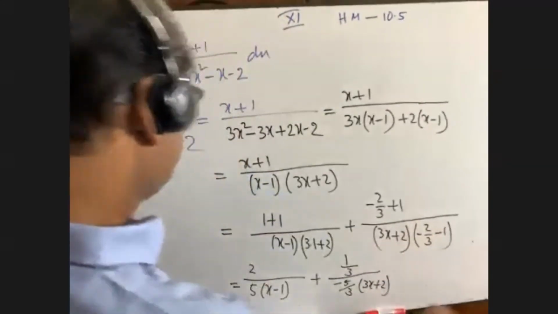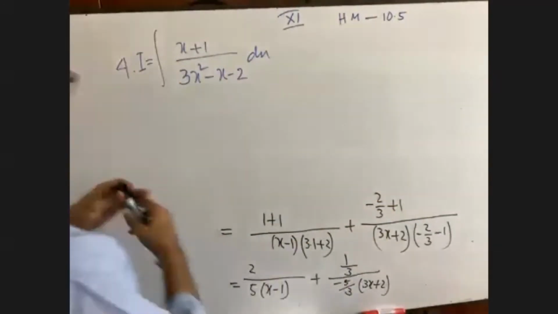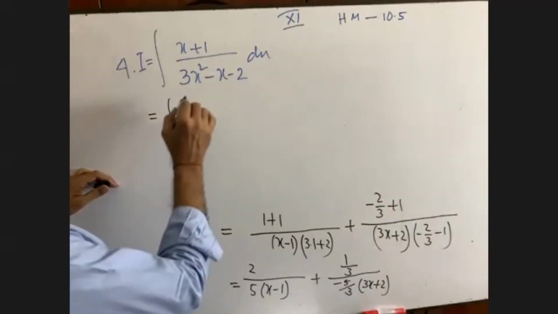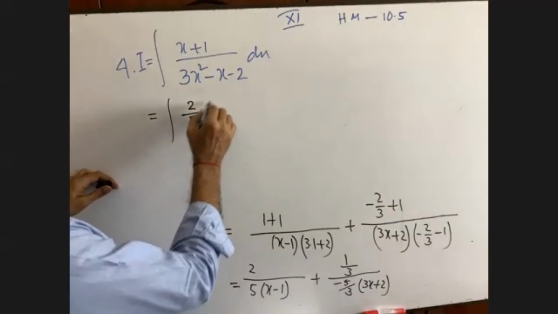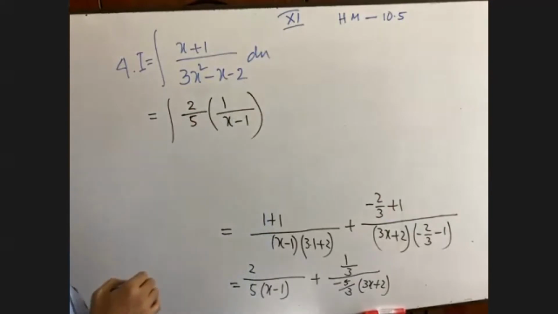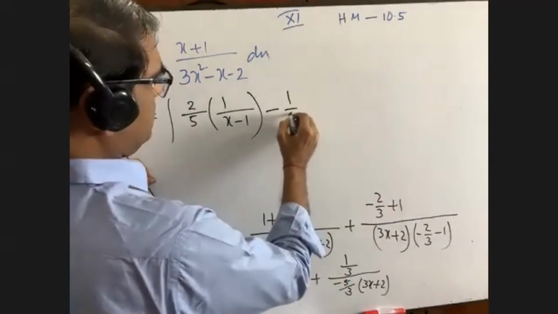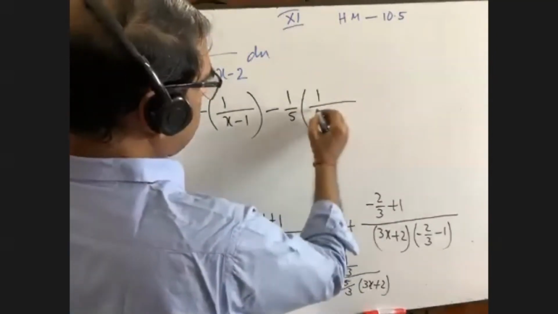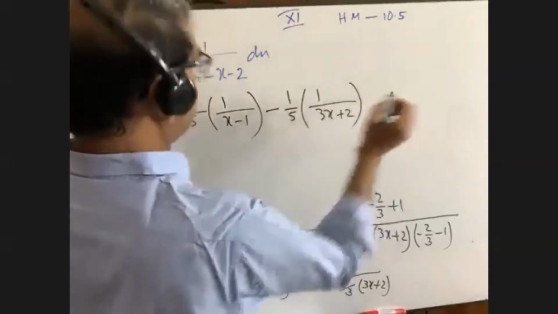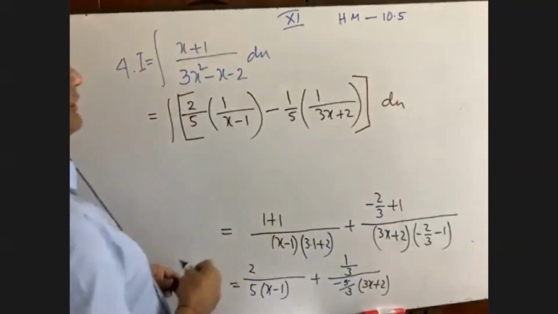That means we are getting the result. It is equal to, we can write here, the integration sign, 2 by 5 into 1 by x minus 1. This 3 will be omitted. Minus 1 by 5 into 1 by 3x plus 2. This is dx, and top to bottom we can give you a third bracket or second bracket as you like best.